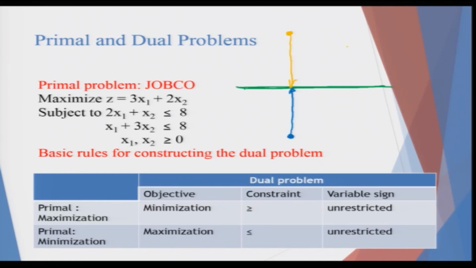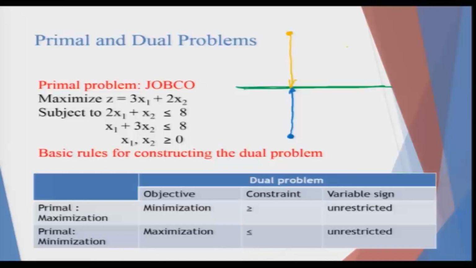And the signs of the variables would also change. When they are greater than or equal to 0 or less than or equal to 0, they basically dictate the sign of the variable. So, if you are reading along the row, the primal problem is the maximization problem, and in the dual case it will be a minimization problem. The constraint with a greater than sign and the variable sign, if they are greater than or equal to 0, would be converted into unrestricted. Unrestricted means that x can be both greater than 0 and less than 0.